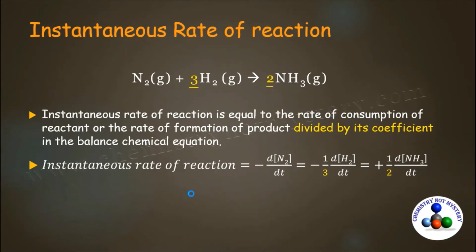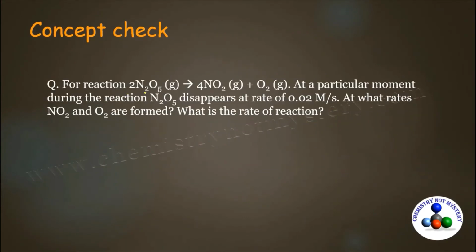So let's check what you have learned in this video. For a reaction, 2N2O5 gives 4NO2 plus O2. At a particular moment during the reaction, N2O5 disappeared at the rate of 0.02 molar per second. At what rates are NO2 and O2 formed? And what is the rate of reaction?